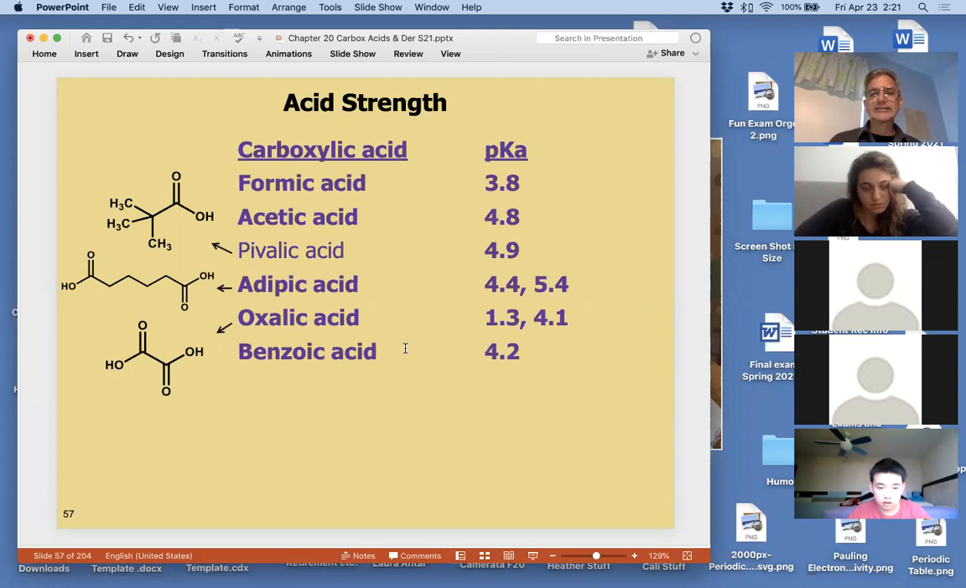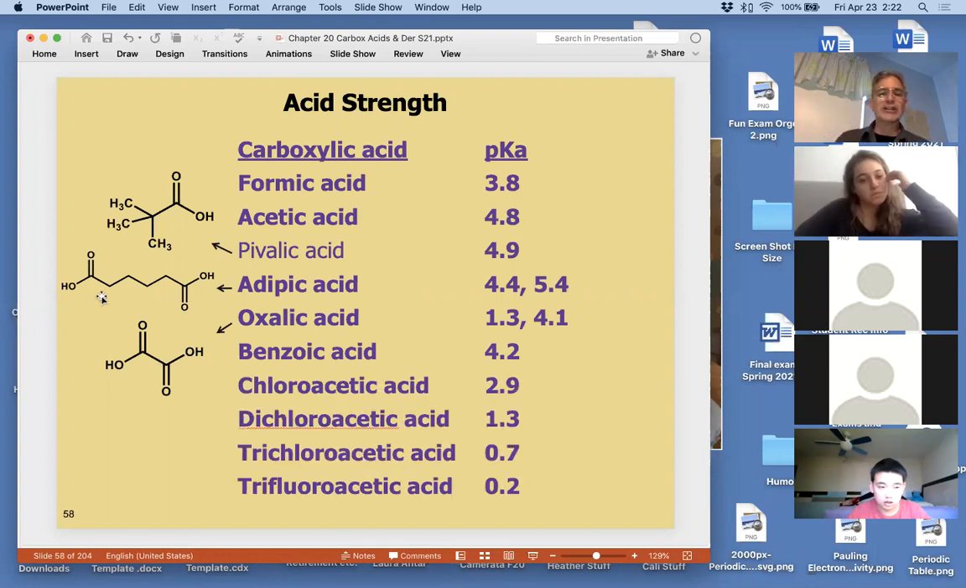Okay, benzoic acid is a slightly stronger carboxylic acid. Can you make sense out of that? The carbon next to the carbonyl group is sp squared. It's a small influence, but a predictable one, or at least one you should be able to explain.